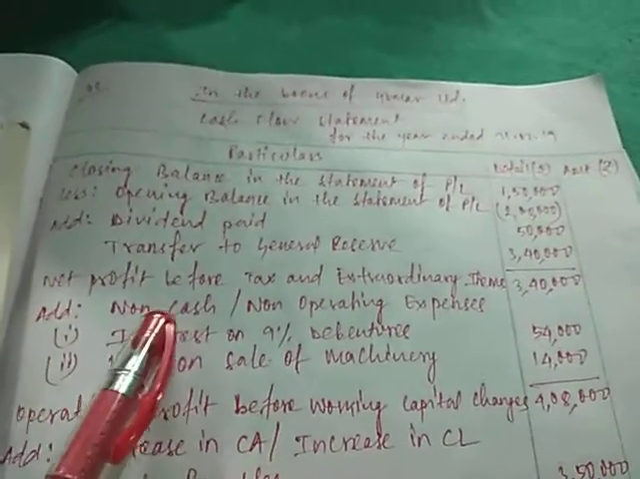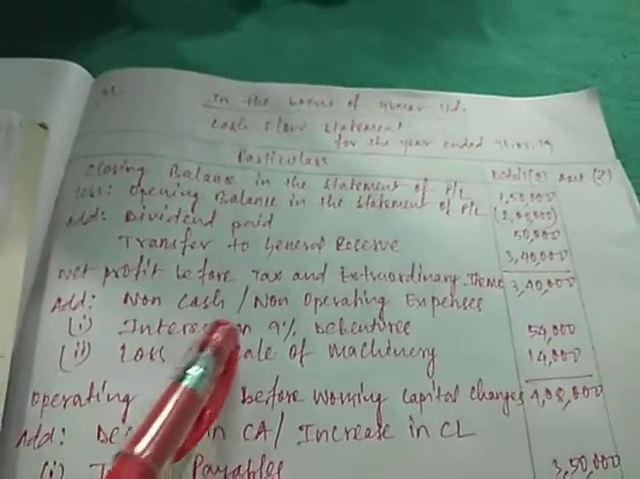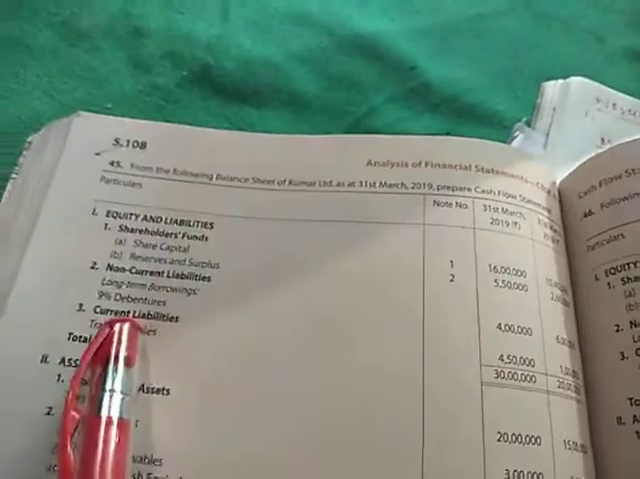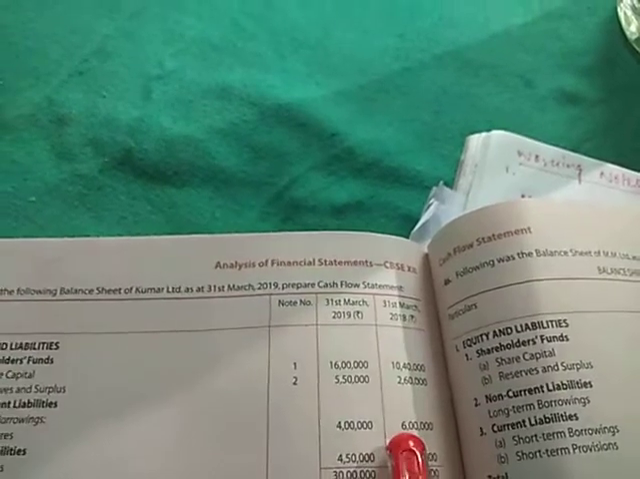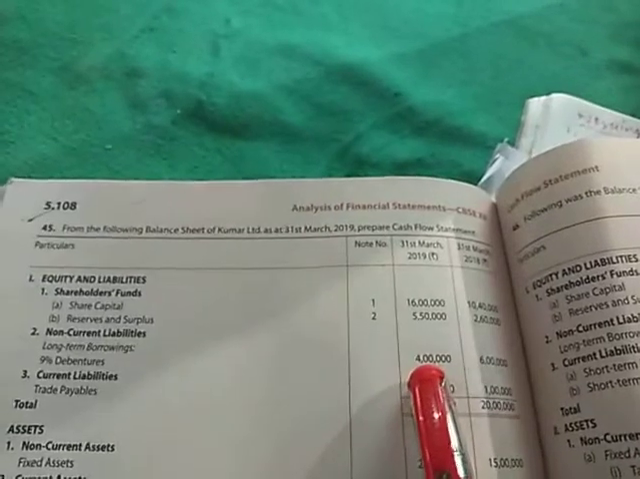With this we'll add the non-cash or non-operating expenses. Non-cash or non-operating expenses are interest on 9% debentures. Let us see whether we have debentures here. 9% debentures, it is 6 lakh at the beginning, 31st March 18, and it has reduced to 4 lakh. That means debentures have been redeemed.